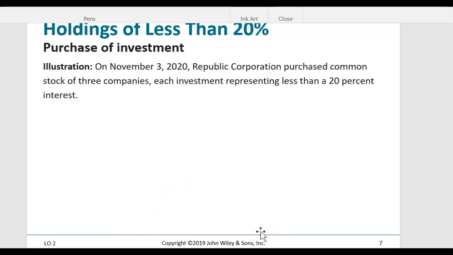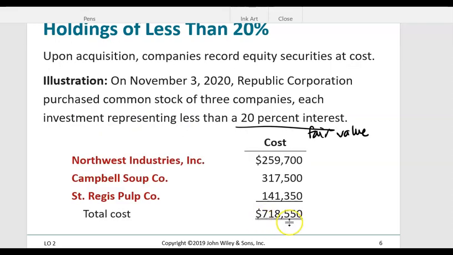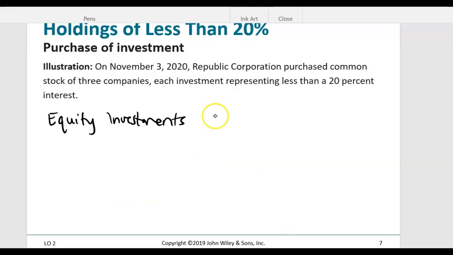Let's record that journal entry for purchasing the equity investment. To debit the account equity investment, at the total amount, $718,550, and we paid cash to acquire this investment. Cash decreases at $718,550.